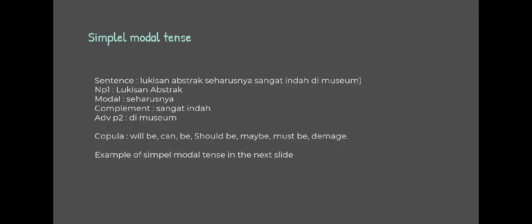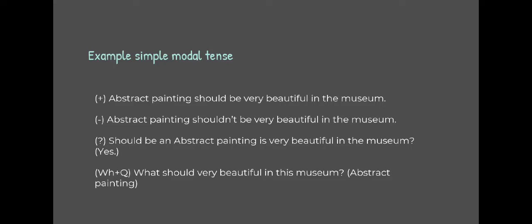Okay, here we have the simple modal tense, but here the modal tense uses a complement. So the sentence is, lukisan abstrak seharusnya sangat indah di museum. NP1 is lukisan abstrak, modal is seharusnya, complement is sangat indah, adverb place is di museum. For the subject we use the copula will be, can be, should be, may be, must be, and so on. And for the example you can check after this. Here's my example that I made for modal tense.